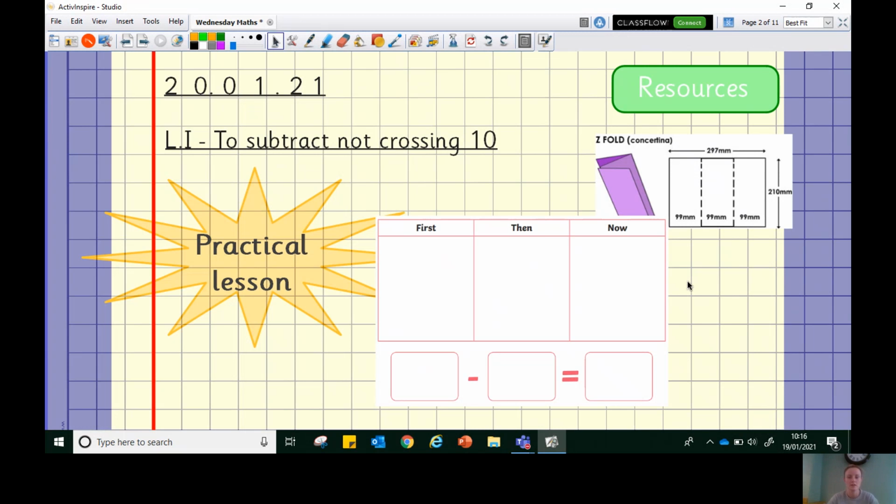So the first thing that you're going to need is a piece of paper or a whiteboard, and you're going to have to split it into columns like this. Then if you can, write first, then, and now across the top. That would be great. So press pause and off you go.